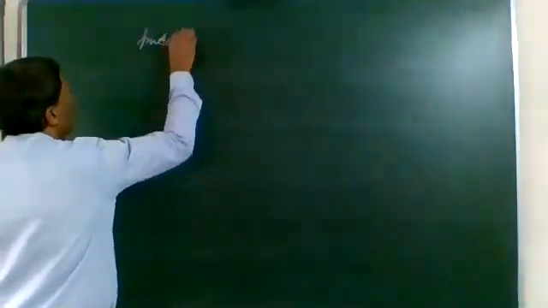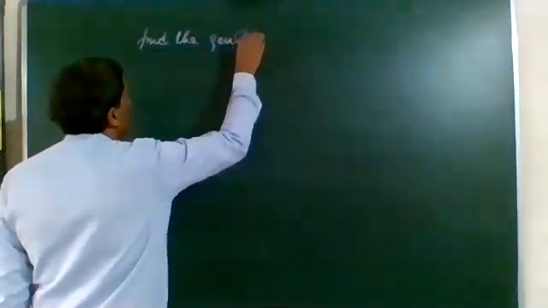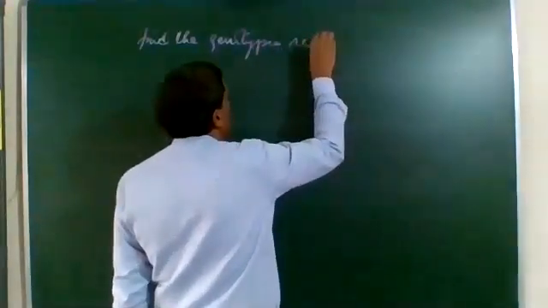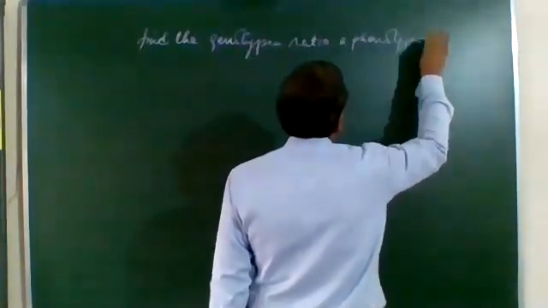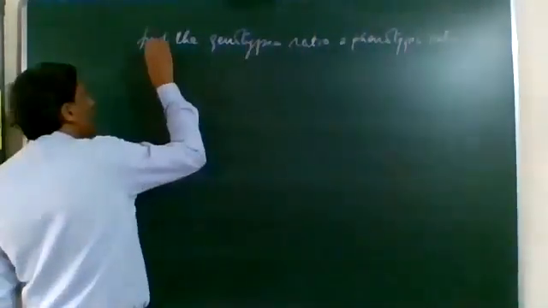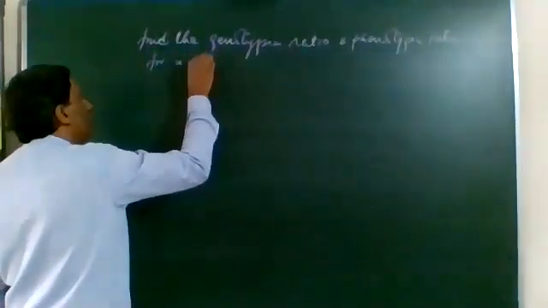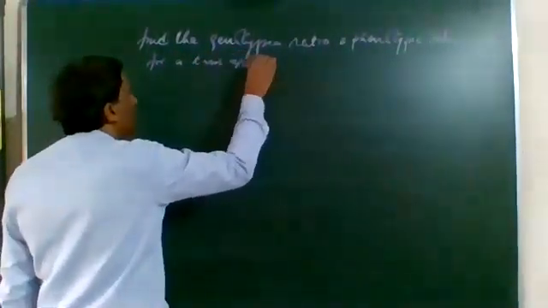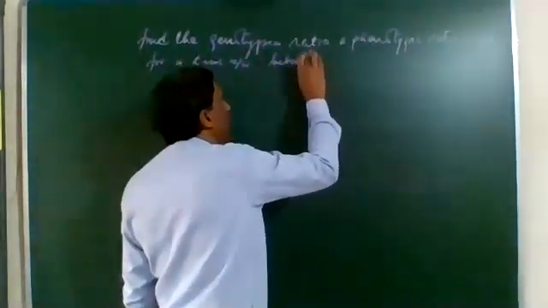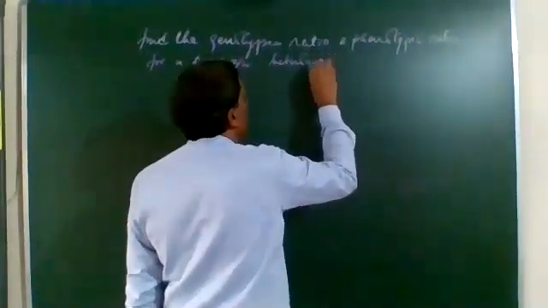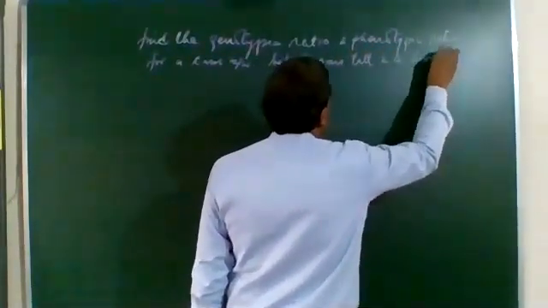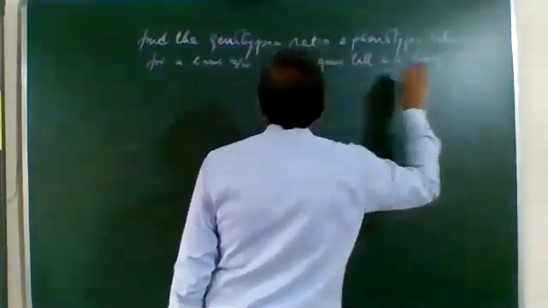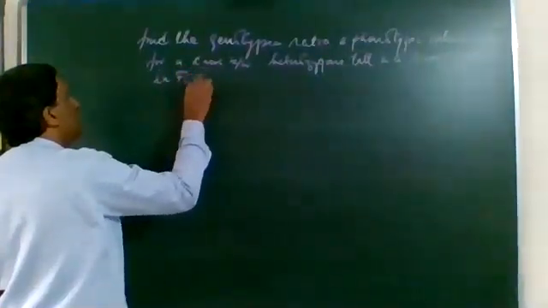Now the question. Find the genotypic ratio and phenotypic ratio for a cross between a heterozygous tall and a dwarf plant in the F1 generation.